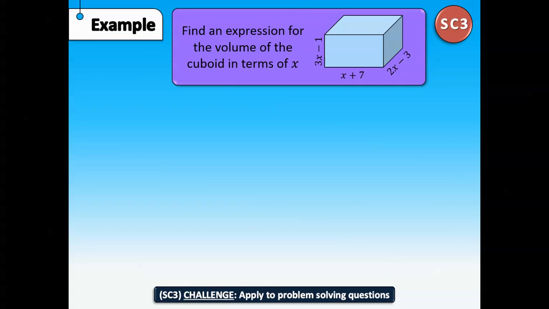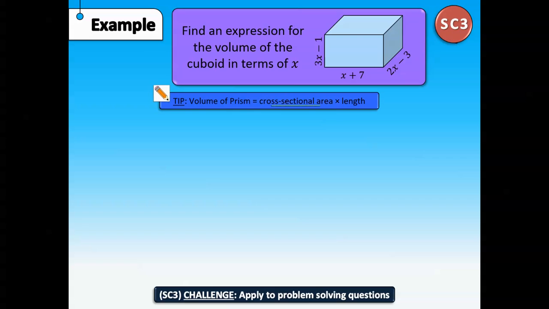So this question says, find an expression for the volume of the cuboid in terms of x. So to find the volume of a cuboid, you need to times all three dimensions together. So we're being asked to do 3x minus 1 times x plus 7 times 2x minus 3.